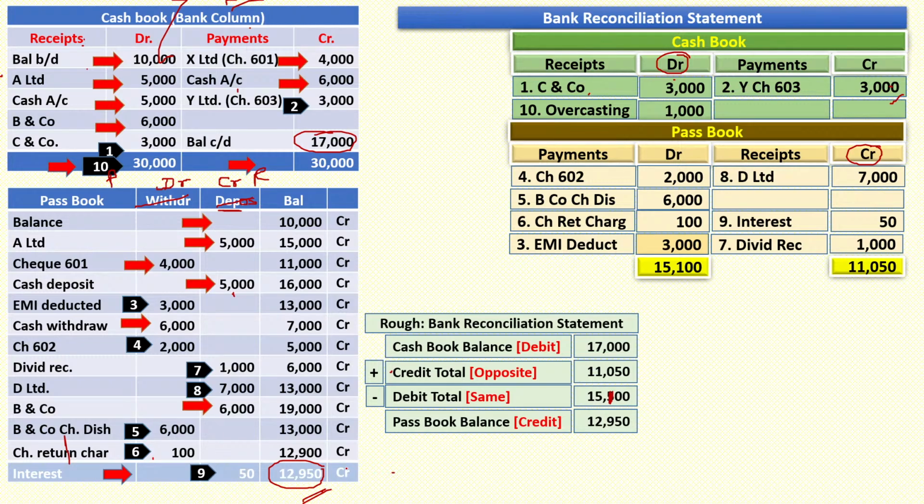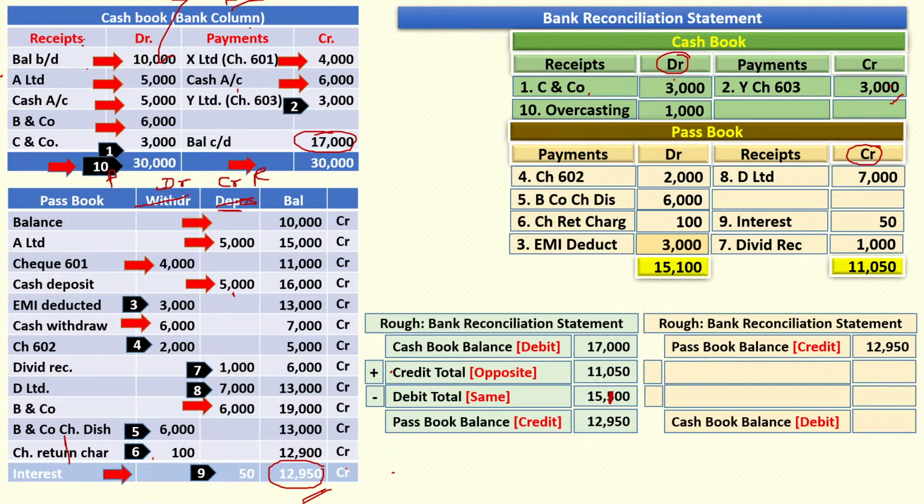Can we start the other way? If I start with the passbook balance, the passbook balance is 12,950. The passbook starts with the credit balance. Then what do you have to do? Add what? Add the debit balance. What is the debit balance? 15,100. What should be subtracted? Credit balance should be subtracted. If I do that, then the cash balance will be 17,000 rupees. It's very simple. This is a simple structure to understand this.